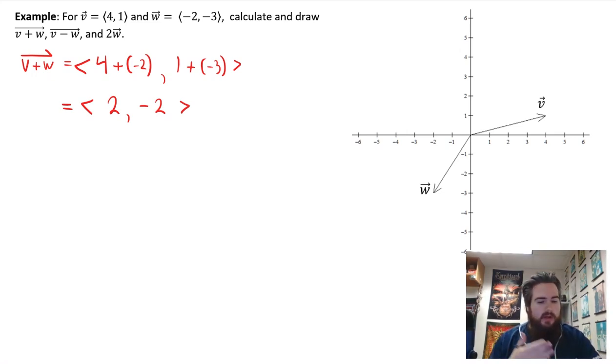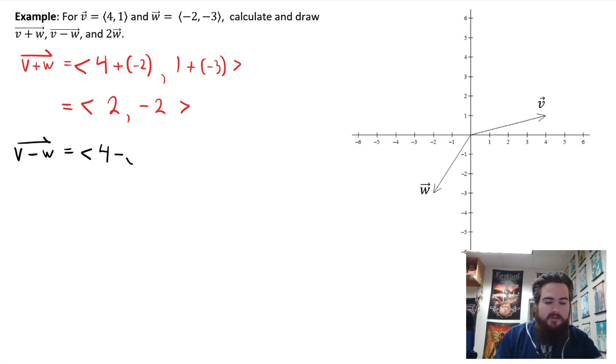Next, let's do v minus w, and I will do that in a different color, and we'll also graph it in a moment in a different color. Here I'll do v minus w. And if we want to take the subtraction of these two vectors, we are going to subtract the according components in this particular order. So v minus w means take the first component for v and subtract the first component for w. We'll do the same thing for the second components. 1 minus -3.